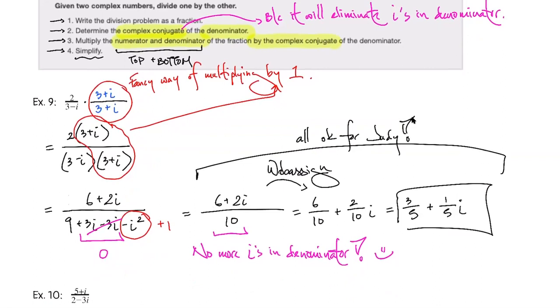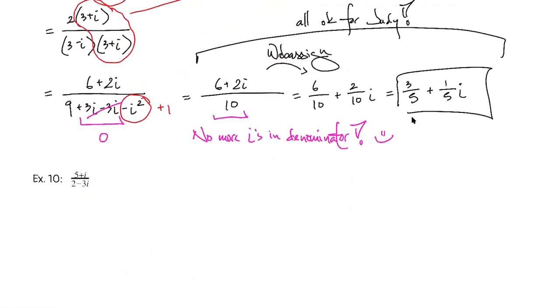All right, let's take a look at example number 10, okay? So our goal in order to divide these is to get rid of the i's on the bottom. Right? We don't want any i's on the bottom. The problem is not the division. The problem is the -3i on the bottom. Okay, that's the problem. So our approach is multiply by the complex conjugate. So that's going to give us 2 plus 3i and 2 plus 3i.